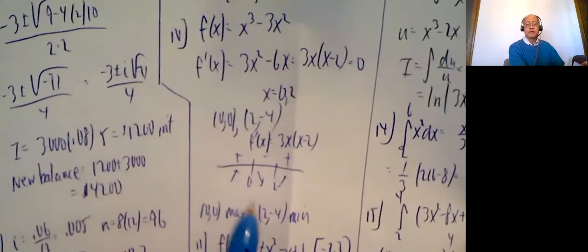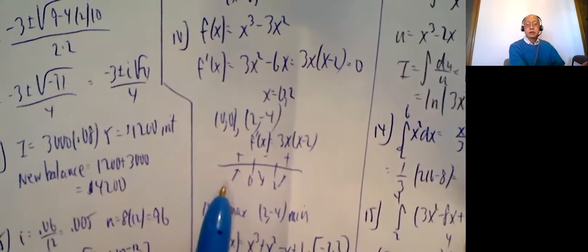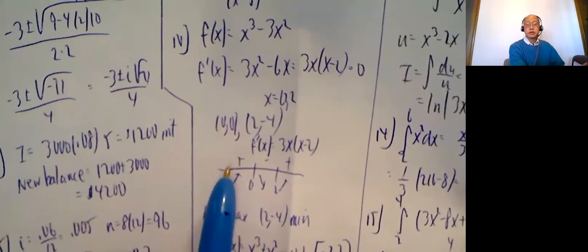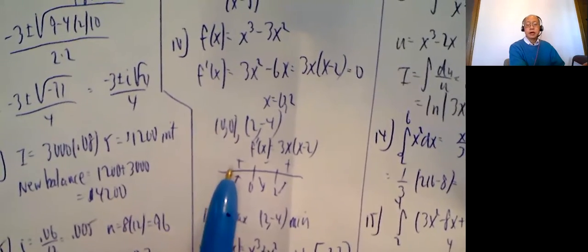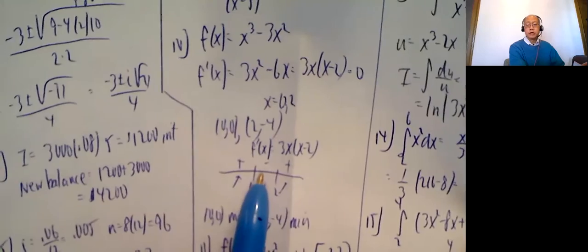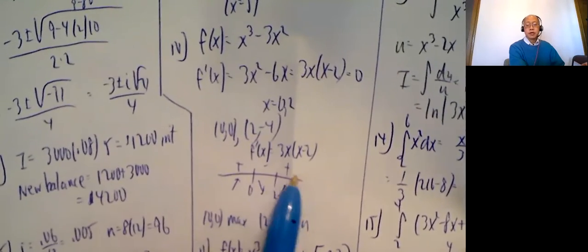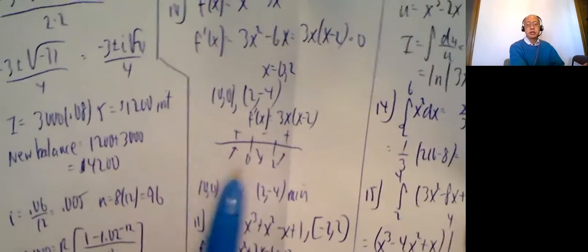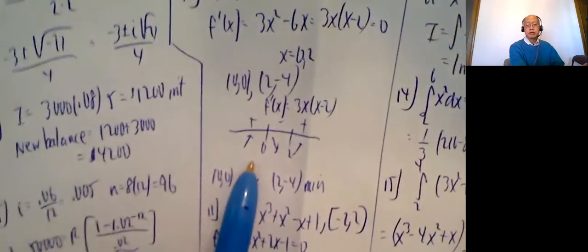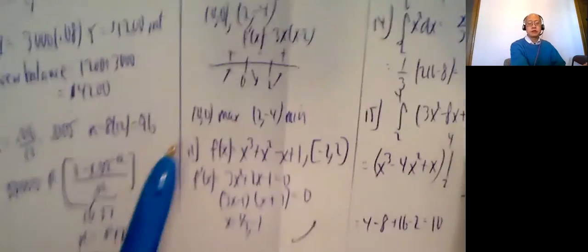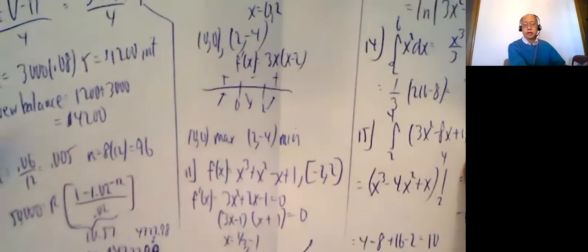Make a sign chart for f prime. If I plug in a number smaller than 0, the answer would be positive. Plug in a number like 1, it'll be negative. And plug in a number like 3, it's positive. So increasing, decreasing, increasing means we have a maximum here and a minimum here. So 0, 0 is a max, 2, negative 4 is a minimum.